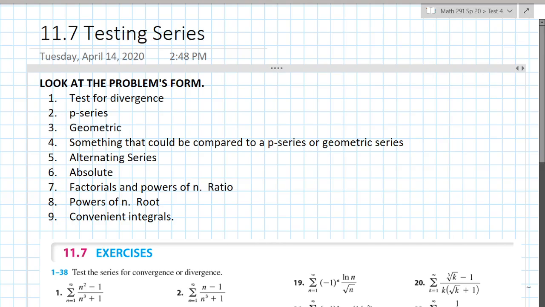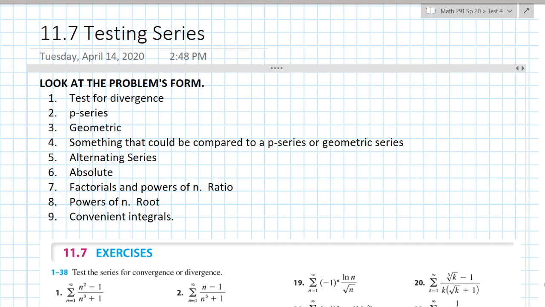So a couple of things to look for. We'll go down the list. First one is the test for divergence. If our a sub n term doesn't go to 0 as n approaches infinity, then that's a pretty easy test to see that it's a divergent series.